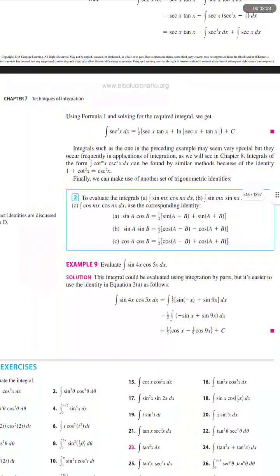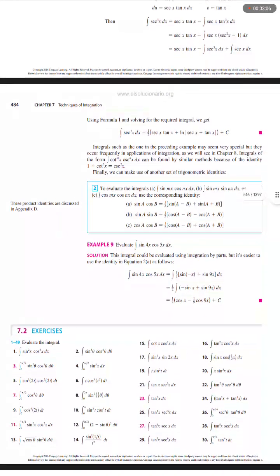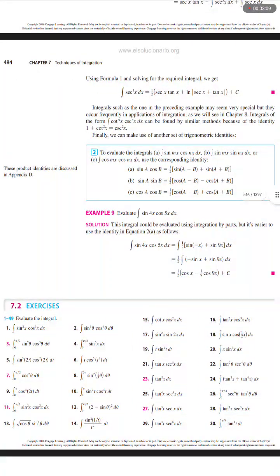Using Formula 1 and solving for the required integral, we get the integral of secant cubed x dx equals 1/2 (secant x tangent x plus the natural log of the absolute value of secant x plus tangent x) plus C. Integrals such as the one in the preceding example may seem very special, but they occur frequently in applications of integration, as we will see in Chapter 8.